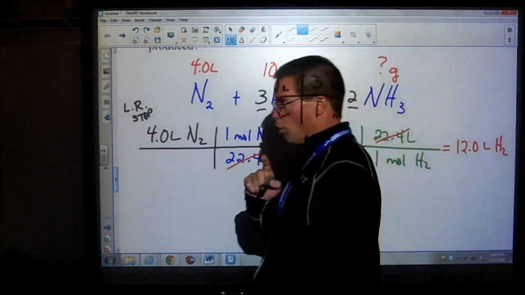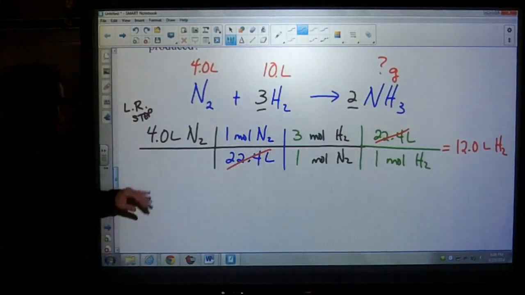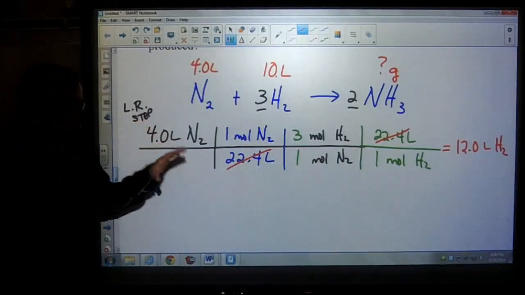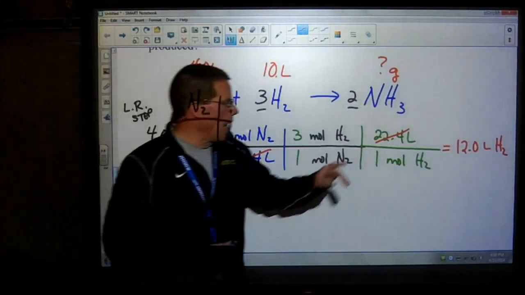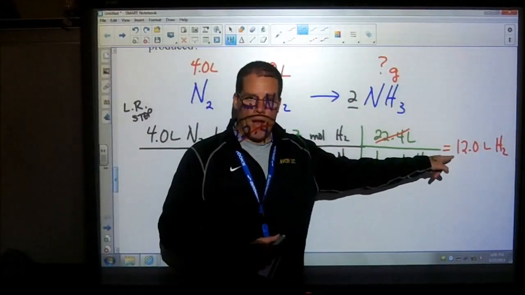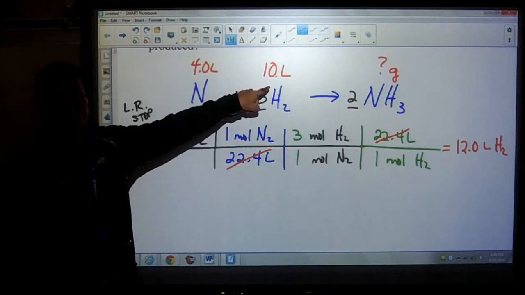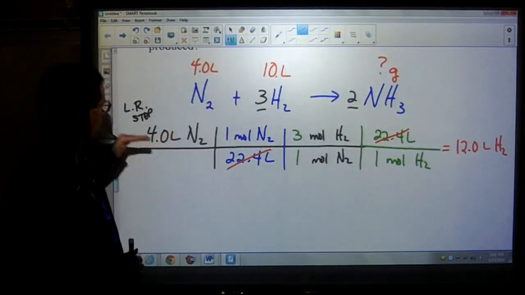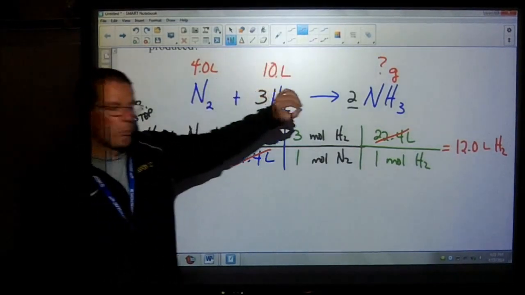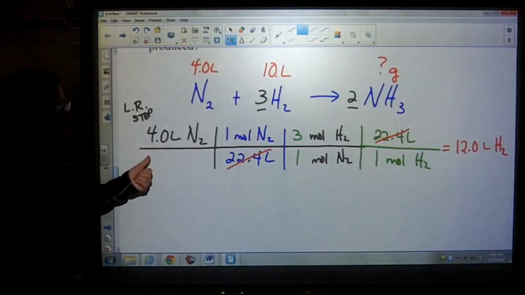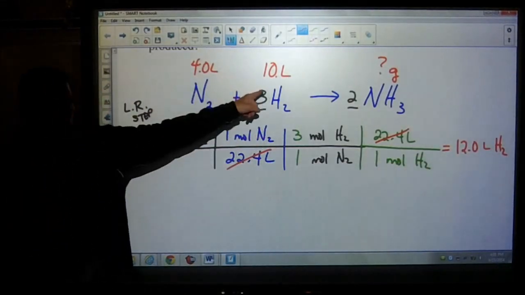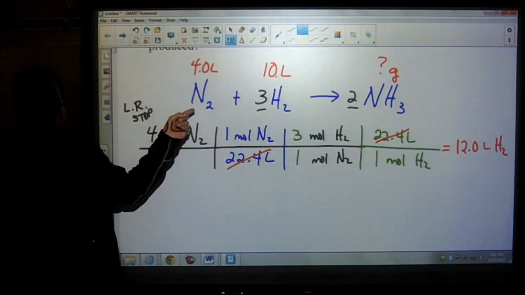So here's how you should talk yourself through this. If I were to use all 4 liters of nitrogen, I need at least 12 liters of hydrogen gas. Do I have 12 liters? No, I only have 10. So what that means is, I don't have enough hydrogen to completely react with all the nitrogen. So that means that hydrogen is going to run out before I run out of nitrogen.